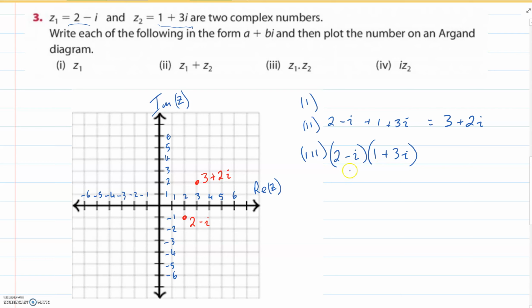So 2 multiplied by 1, so what do we get here? We get 2 plus 6i minus 3i squared. So we know that i squared can be replaced with minus 1.